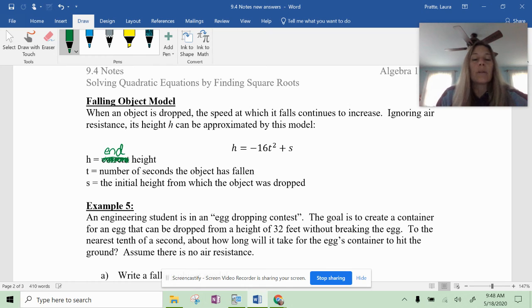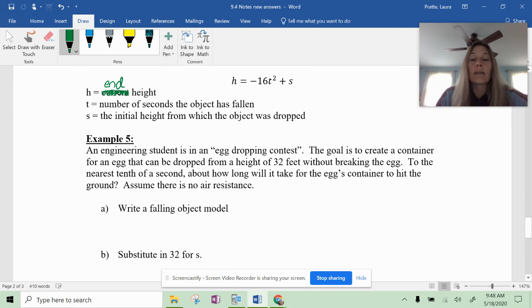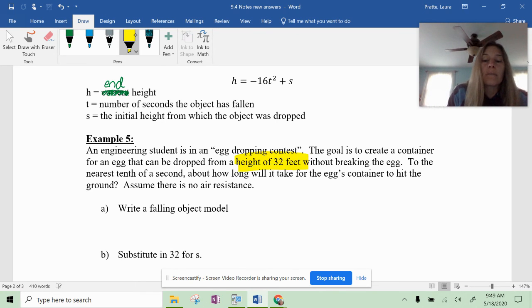Okay, so an engineering student is in an egg dropping contest. The goal is to create a container for an egg that can be dropped from a height of 32 feet without breaking the egg. To the nearest tenth of a second, how long will it take the container to hit the ground, assuming there's no air resistance? So if it's hitting the ground, it's ending at height 0, right?